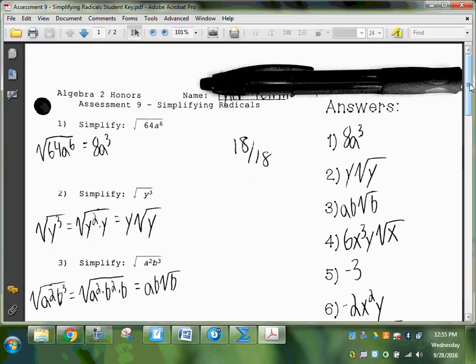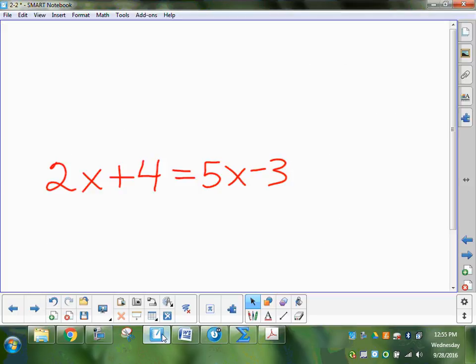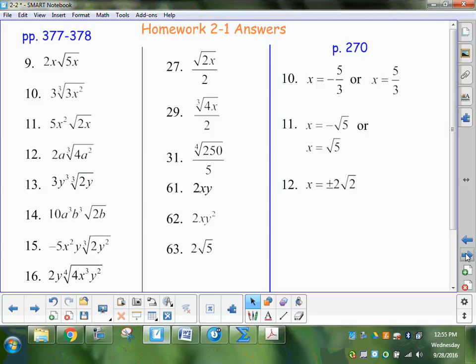They're worth 2 points apiece. 1 if you got your foot in the door, 2 if you got the whole thing right. The other thing is, here are the answers to the homework itself. So go through right now. If you've got any questions, make sure your name is at the top. Go through and check. How did you do on the actual homework?